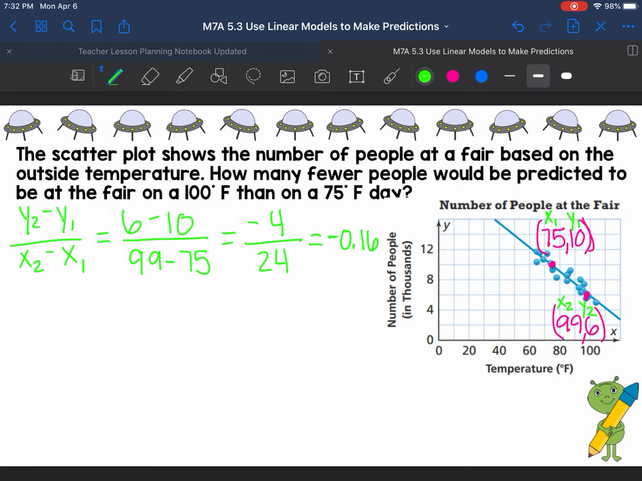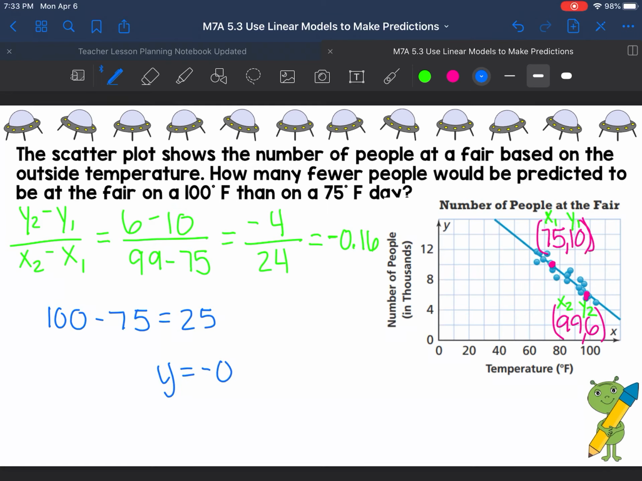Okay, so now that I know what my slope is and I know how to operate it, first I want to see how many fewer people are going to come if it's 100 than if it's 75. Since I want to see that difference, I'm going to subtract to find my change in temperature. So 100 minus 75 equals 25. That 25 is my change in temperature. So now I can plug that in.